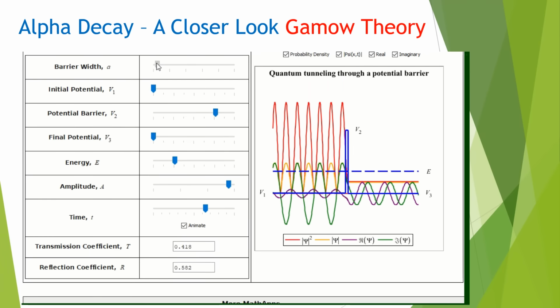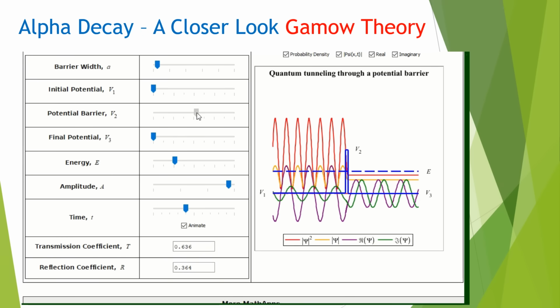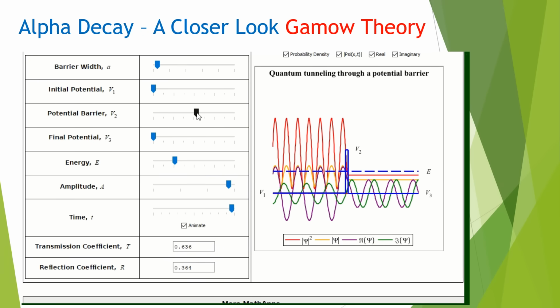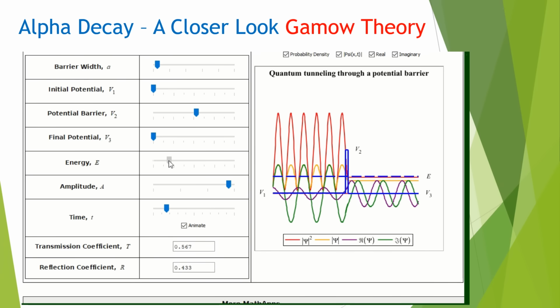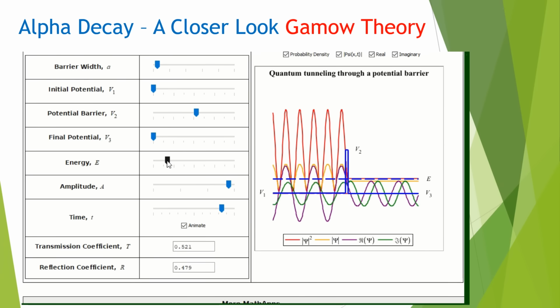So with increased transmission, with smaller size of the width of the potential barrier, you can have a look. Now if we reduce the barrier height, then the transmission probability increases and smaller energy alpha particles can transmit through the potential barrier, even when the barrier is much higher than the energy of the incident particle.